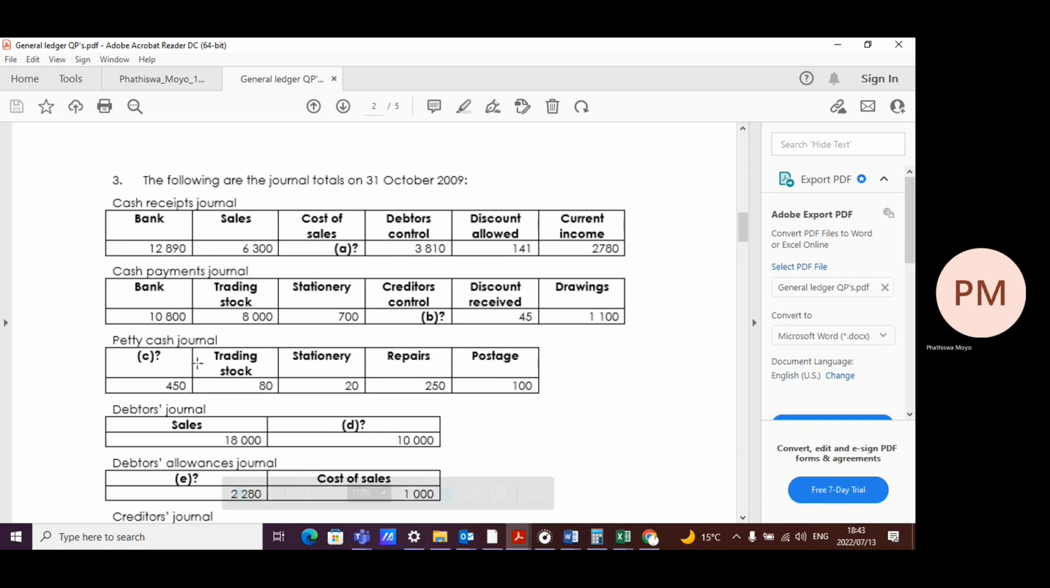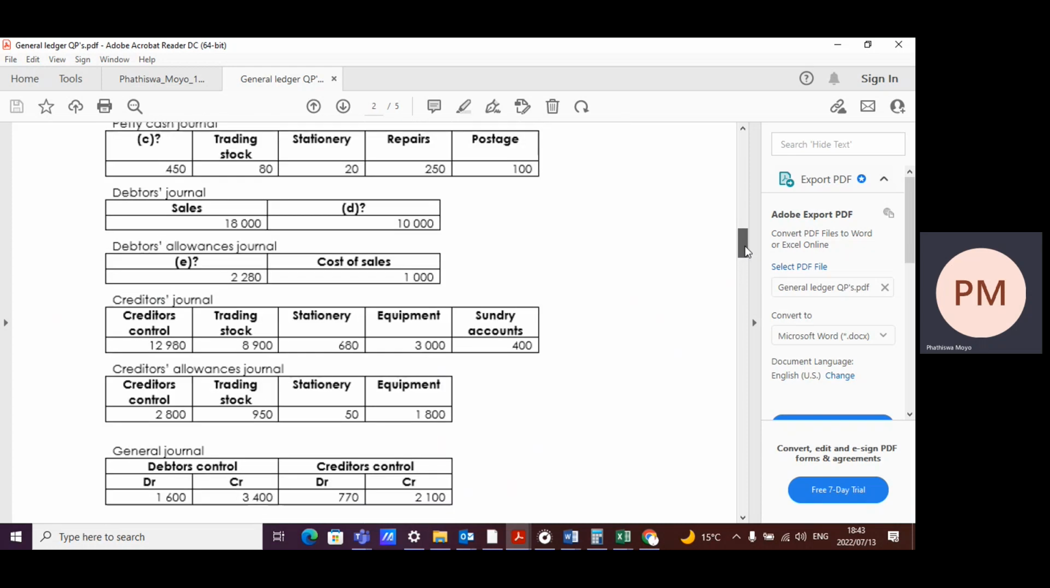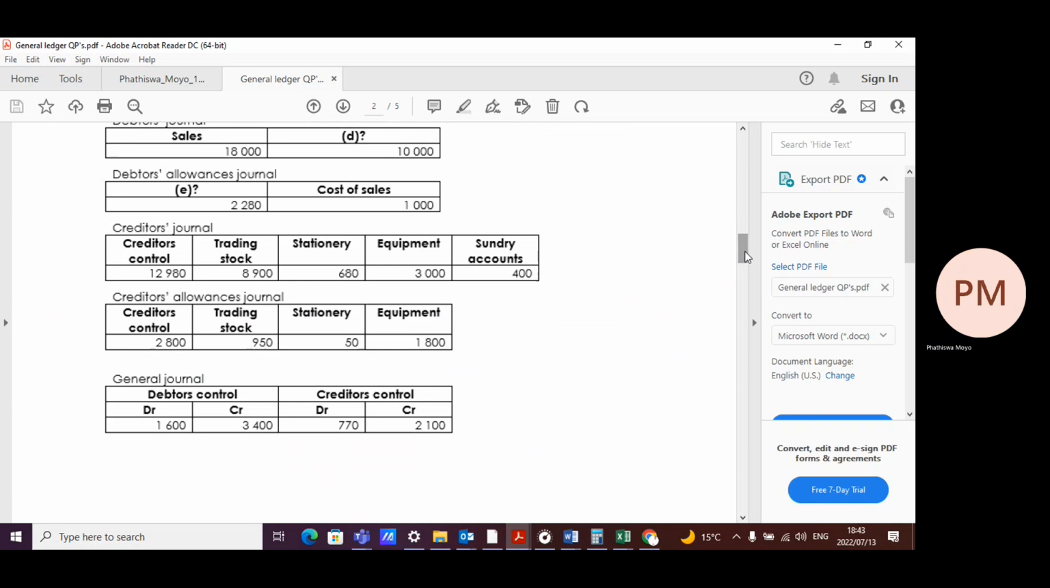Right? So if you're looking at this, you are given the sales and you are given the cost of sales. You are given the sales here, but you're not given the cost of sales. So you need to solve for X. But what they did not give you as well is the profit markup. Remember, you need the profit markup. So you are given debtors allowances journal, so you can work out the profit markup. It says here debtors allowances, but we know this is the goods returned, the sales price of the goods returned.